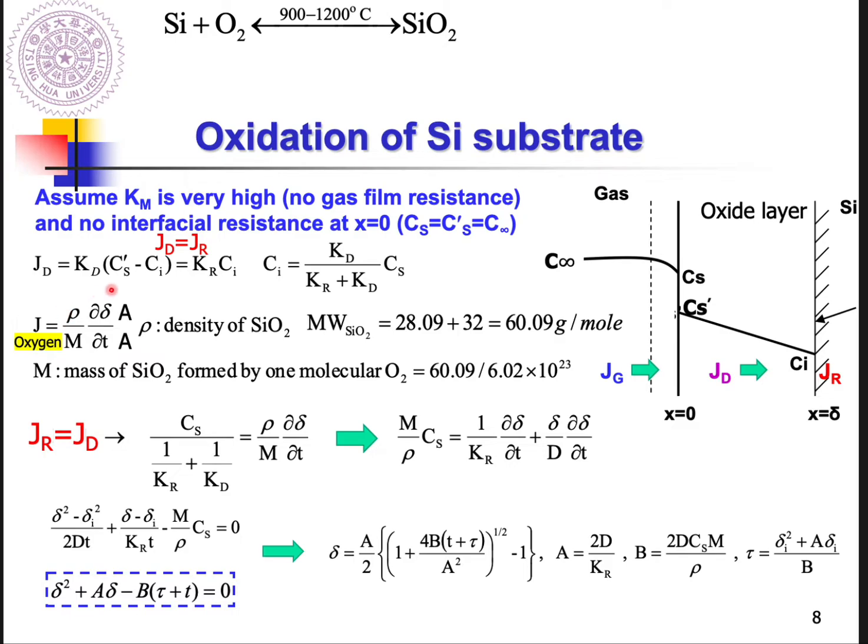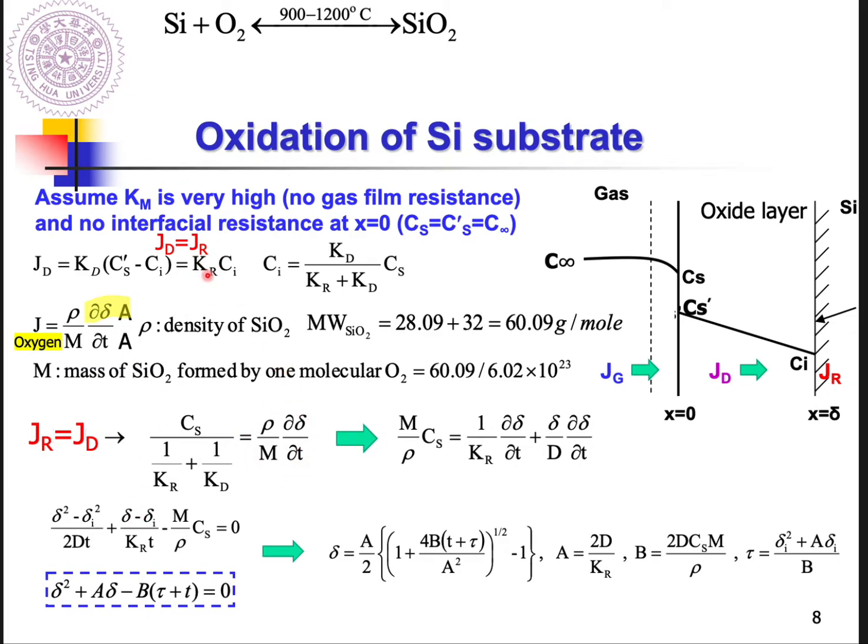So this is how many molecules per unit time per area. So this is the flux of oxygen, right? So based on this, you successfully link the J oxygen with delta, a measurable thickness of the oxide layer. Then next, this is J_R and J_D. So you drop this term out, then you can write this down here. You get the J oxygen.